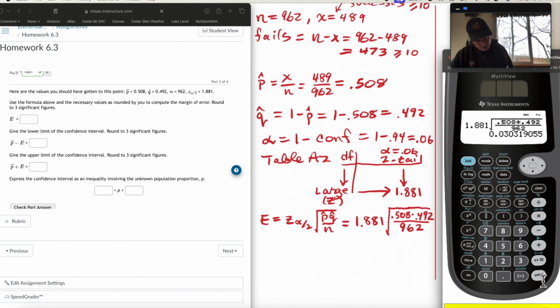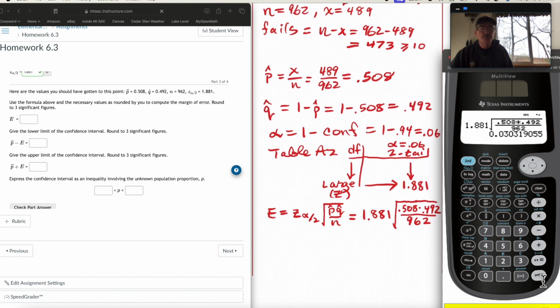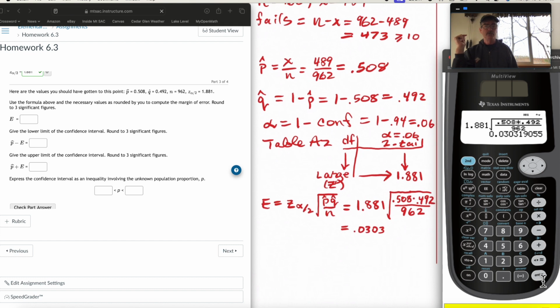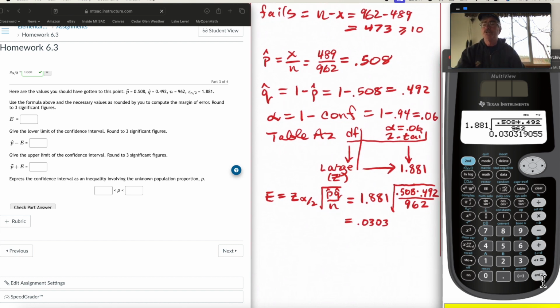Again, we want 3 significant figures, which means we start counting at the first non-zero digit. Starting counting at that 3, we get 0303. We'll round a little more as we do some more computations, but let me put an equal there so it's clear that we're working on that last one. Okay, so let's go ahead and put the margin of error in here. I think probably worth checking that. So it's good. And now we can do the easy stuff now.